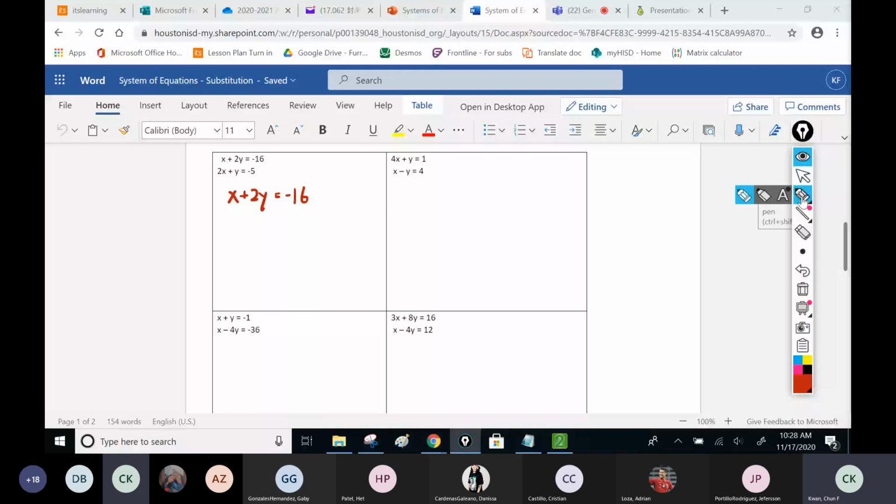All right, so back to this problem right here. So x plus 2y equals negative 16. And I want to solve for x. So if I want to solve for x, I have to remove the 2y, put it on the right. So I'm going to do negative 2y on the left, negative 2y on the right. And then they will cancel out. So x equals negative 16 minus 2y.